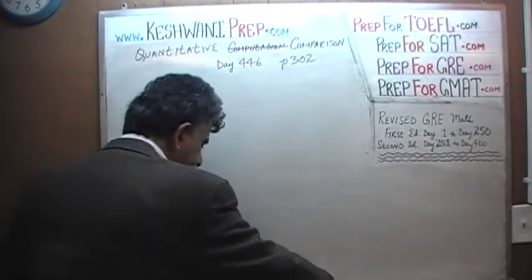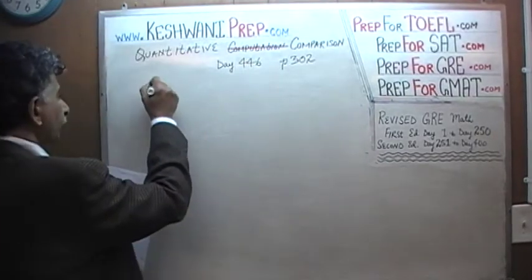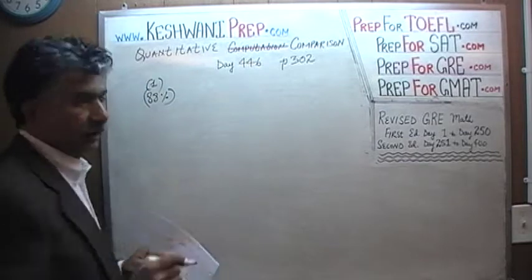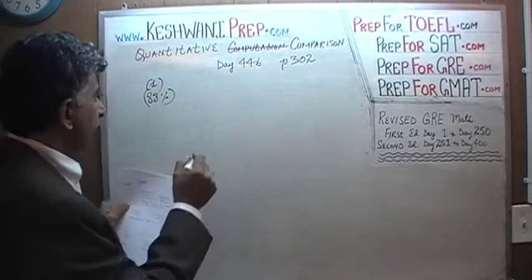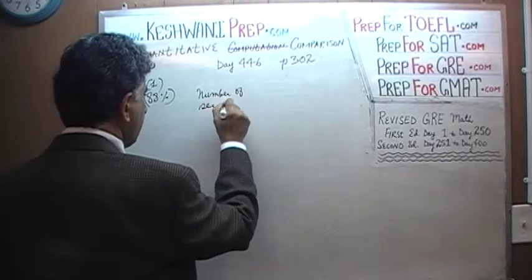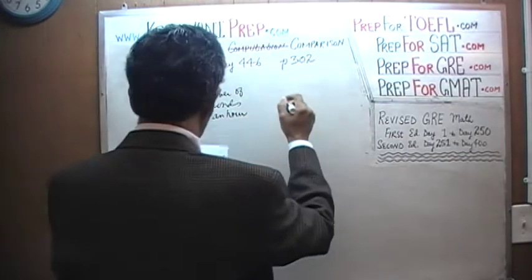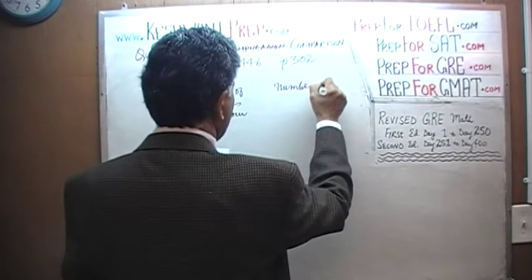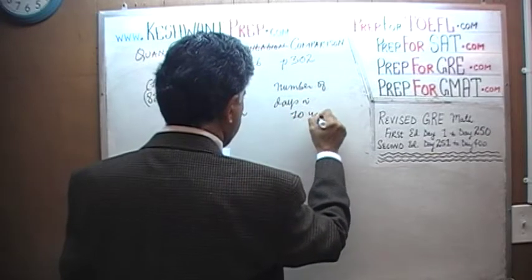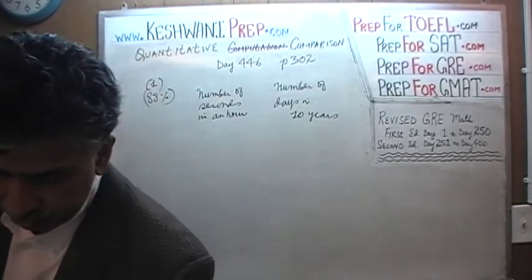Problem number 1 is pretty straightforward and simple. So simple, in fact, that almost all the people got this question right on the exam. About 12% missed it. Here's what they're told. The number of seconds in an hour. And we are asked to compare it against the number of days in 10 years. Number of seconds in 1 hour versus number of days in 10 years.